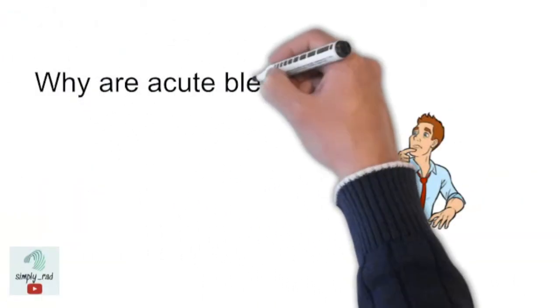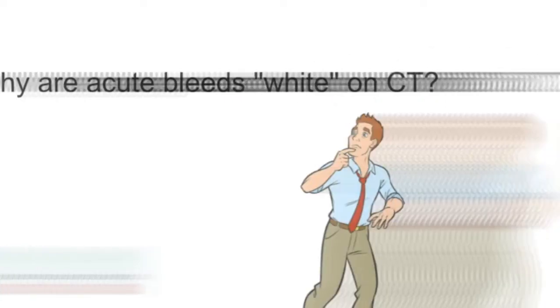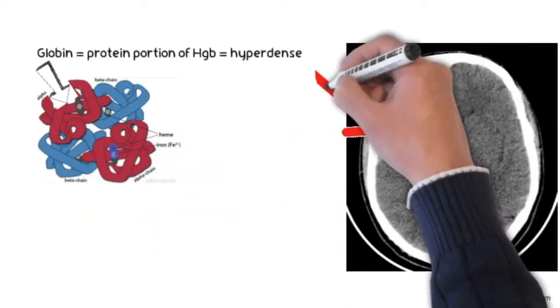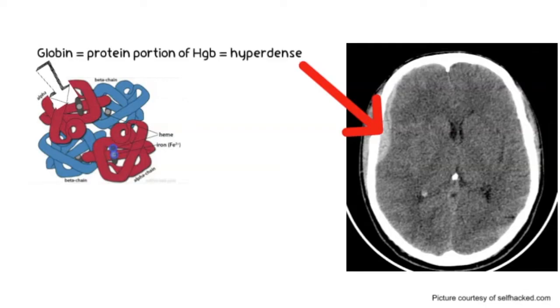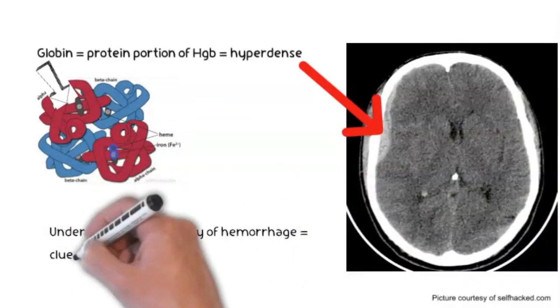So going back to our question, why are acute bleeds white on CT? Acute clotted blood has a dominant component of protein within hemoglobin. And we know that protein is hyperdense in CT. Knowing this expected appearance of hemorrhage is important, because we can get clues on the age of hemorrhage based on the density by CT.